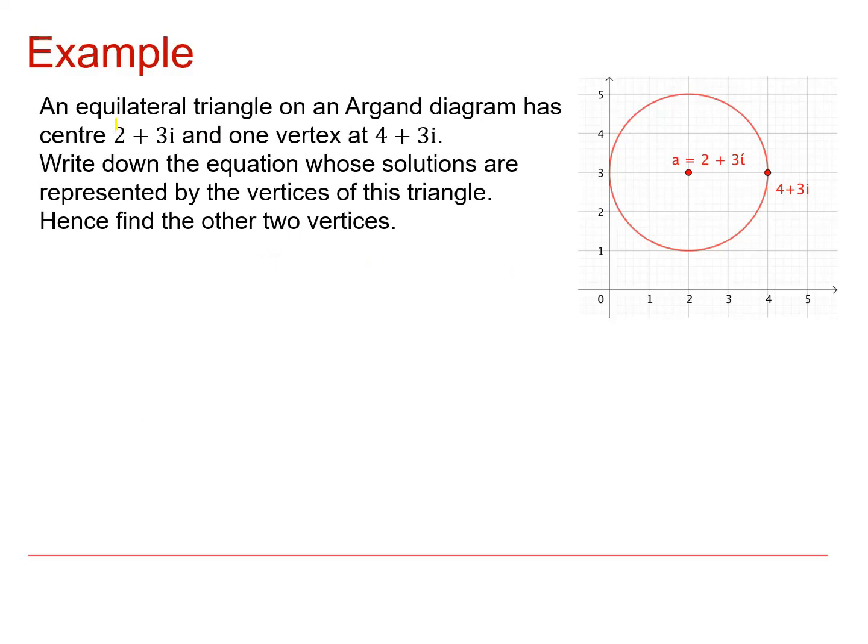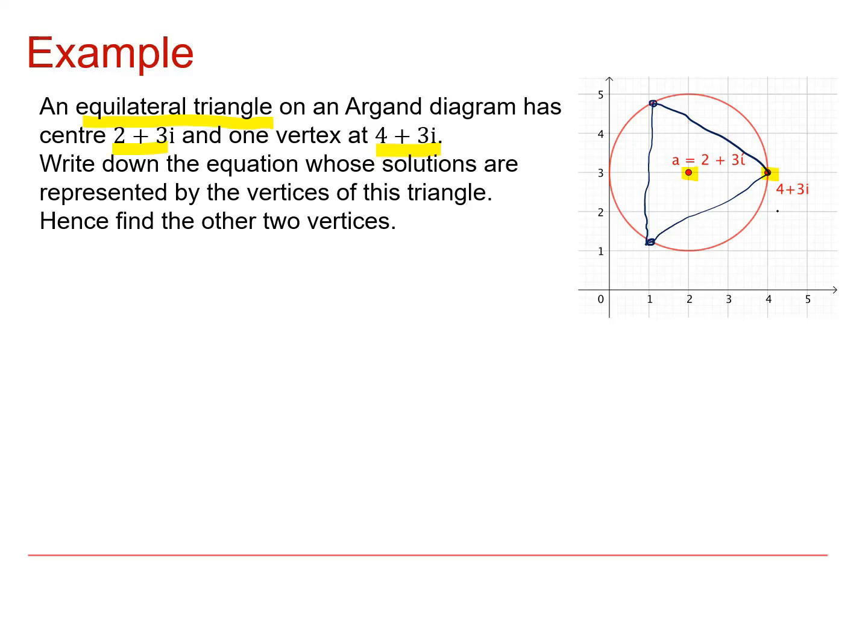Let's have a look at this example. We've got an equilateral triangle on the Argand diagram, with a centre at 2 plus 3i and a vertex at 4 plus 3i. Those points are marked on the Argand diagram, and I've drawn a circle centred at 2 plus 3i which goes through 4 plus 3i. Because I've got an equilateral triangle, all the vertices will lie on this circle. If I sketch in the triangle, I get something like this, and my other two vertices are here and here approximately.